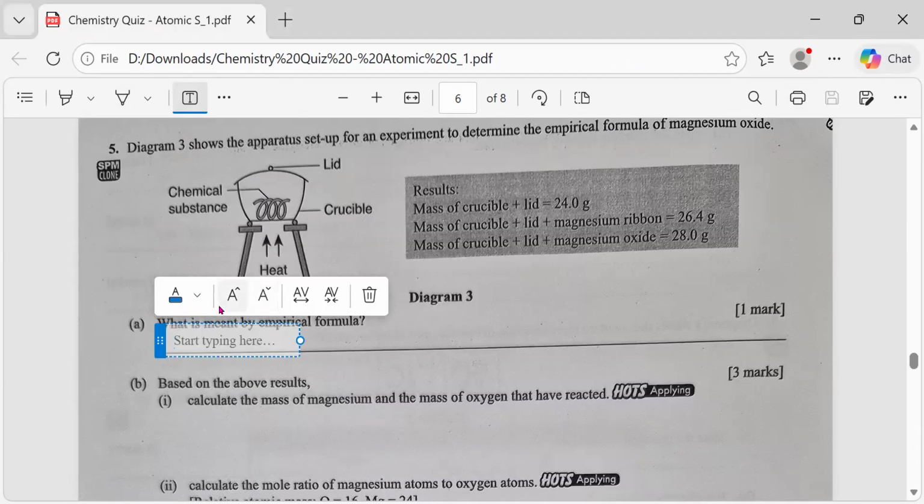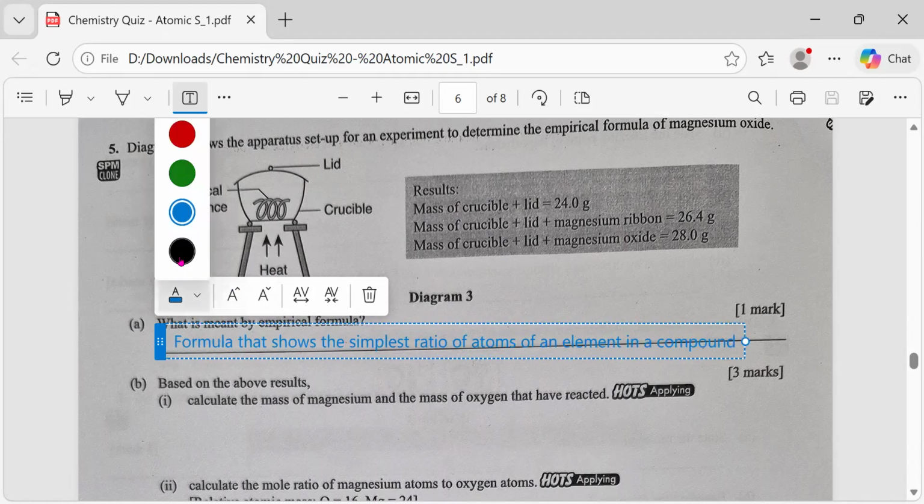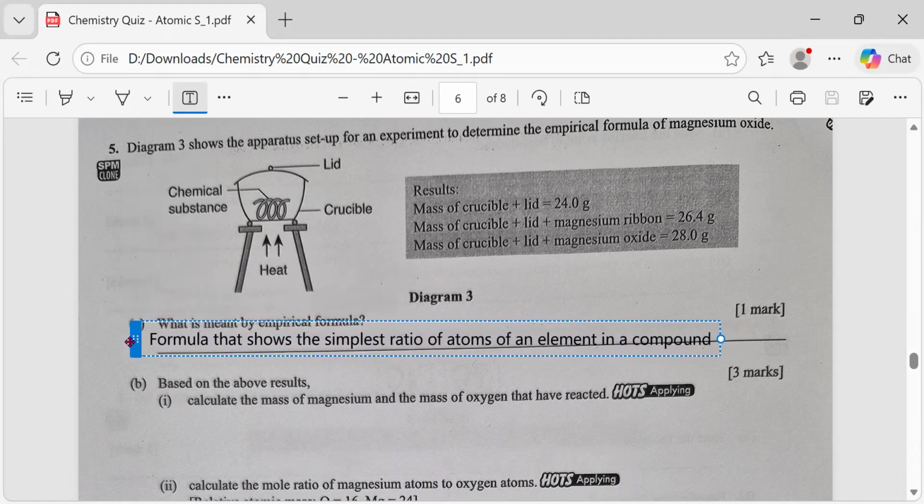What is meant by empirical formula? Formula that shows the simplest ratio of atoms of an element in a compound. Do you know that? Now you know that. Okay.